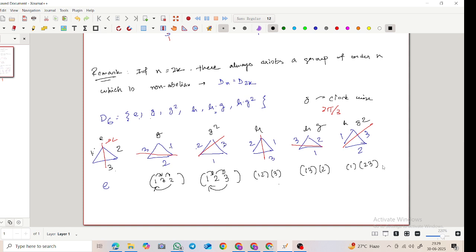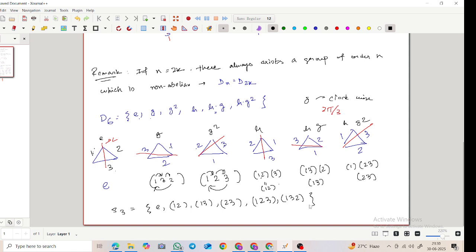Okay. So we will write it just 1, 2, because we are not talking about 3 if 3 is not involved. Clear? This group is called S3. Identity, 1 2, 1 3, 2 3, 1 2 3, 1 3 2.